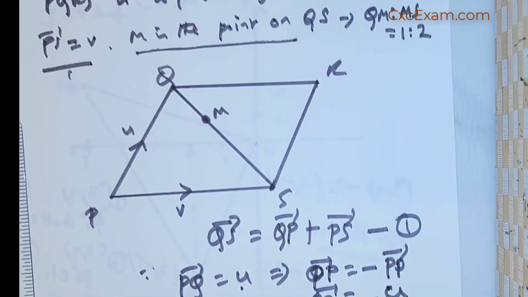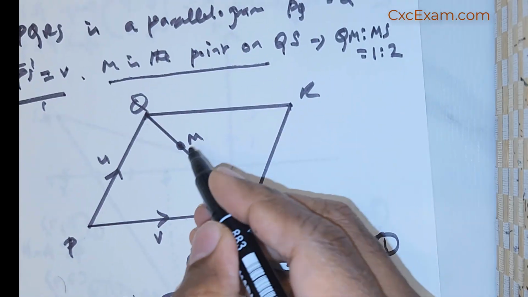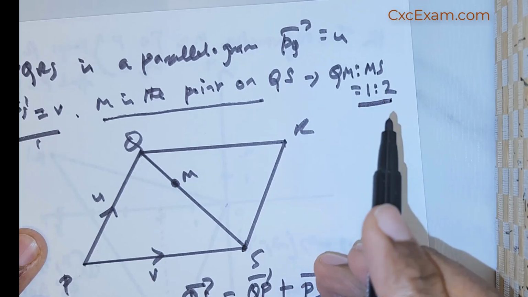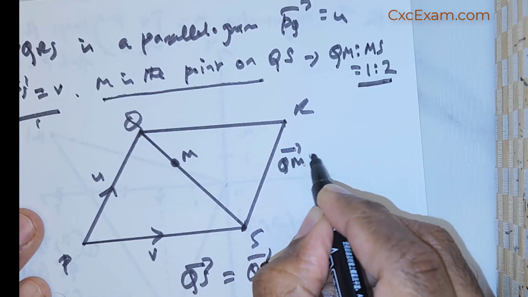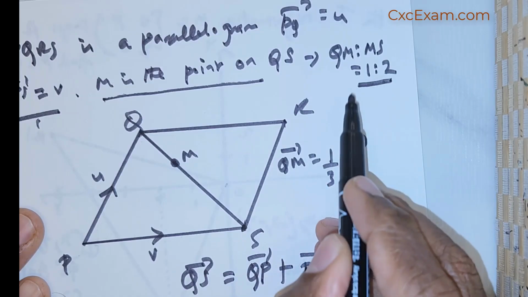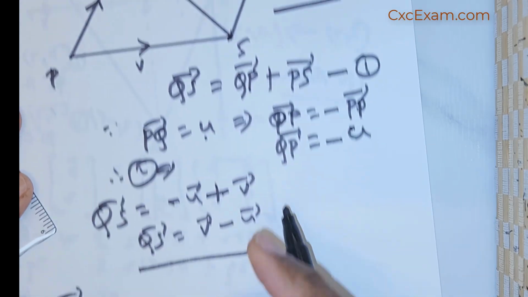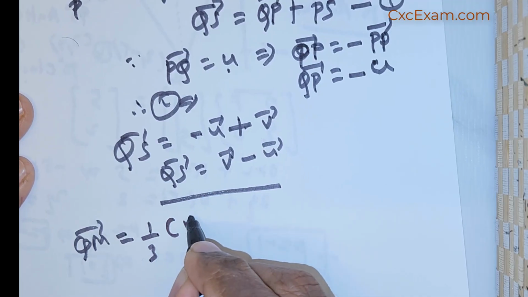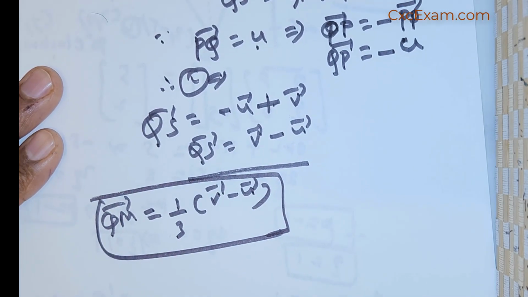Okay, that's a solution for the first part. The next is we are asked to find QM. Now M is a point on QS with this ratio 1:2. So that means my QM vector is going to be 1/3 times QS vector because of the ratio 1:2, and we have been given clearly QM is to MS is 1:2. That's why I get this. So therefore QM is 1/3 times QS, which is V vector negative U vector. So that is the solution for the second part of the question.